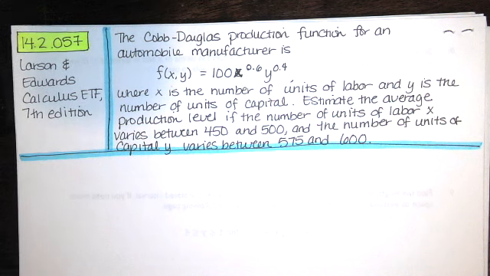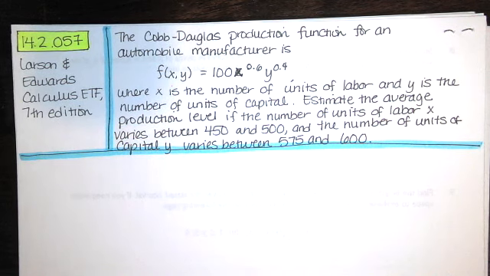Problem statement says, the Cobb-Douglas production function for an automobile manufacturer is f of x and y equals 100 times x raised to the 0.6 power times y raised to the 0.4 power, where x is the number of units of labor and y is the number of units of capital. Estimate the average production level if the number of units of labor x varies between 450 and 500, and the number of units of capital y varies between 575 and 600.